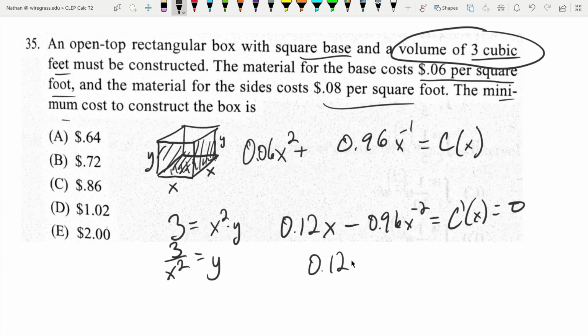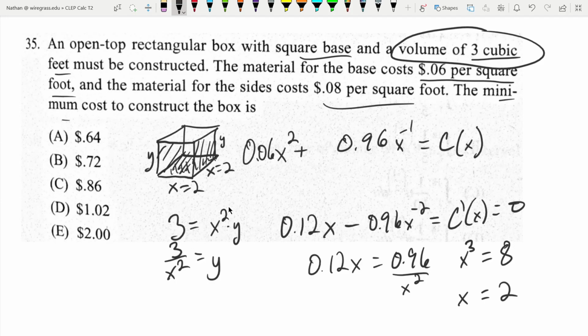So 0.12x equals 0.96 over x squared. Multiply the x squared over, divide by the 0.12. We're going to get x cubed equals 0.96 over 0.12, which is 8. And take the cube root of both sides. We're going to get 2. So the base length should be 2.